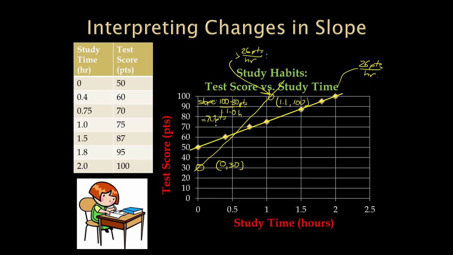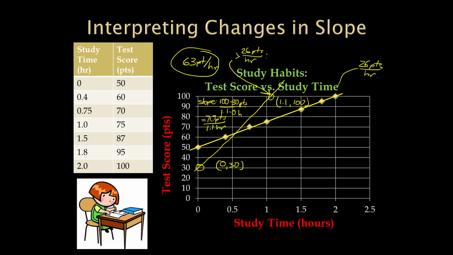1.1 minus 0 hours is 1.1 hours. We do the math on that, and I get a slope of about 63 points per hour. A steeper slope tells us that there's a greater relationship, that if I increase my study time, I get more of an improvement in my test score, about 63 points per hour.